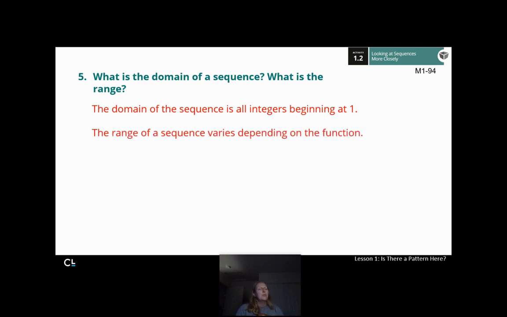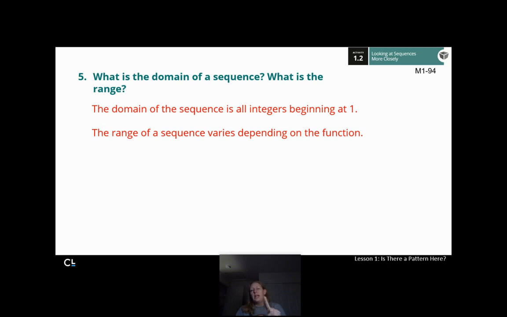Now, the range of my sequence varies depending on the function. We had some that kept getting bigger and bigger, heading toward infinity. We had some that kept getting cut in half and half and smaller and smaller, heading toward 0. But then we had the daisies problem, where it was just 3, 4, and 2. That's all we get for our range. So it depends on the function. The range is going to be very different for each function.